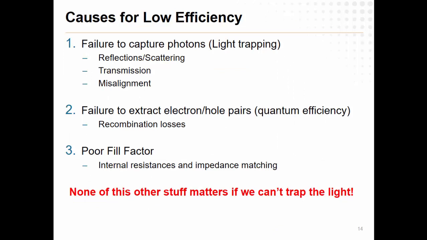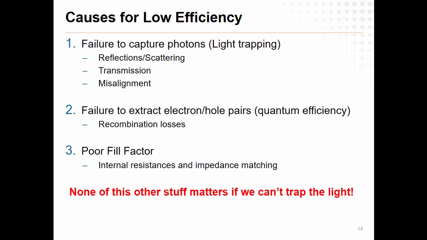So why do we have low efficiency? What are the main culprits? The first big culprit we're going to talk about is failure to capture photons. Sometimes light hits it and it just doesn't get captured and it doesn't excite the electron-hole pair, and you just lose it. So that's the problem of light trapping we're going to focus on. It's the first problem you have to consider, because if I'm not trapping the light, it doesn't matter what you do with it beyond that.